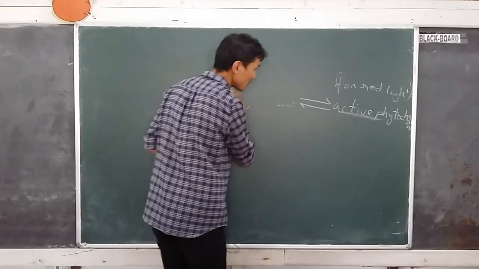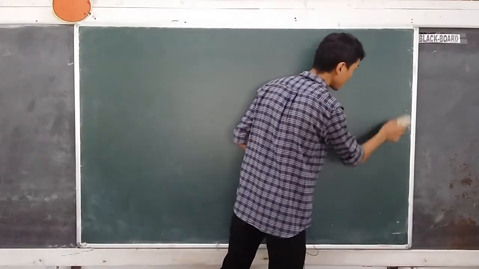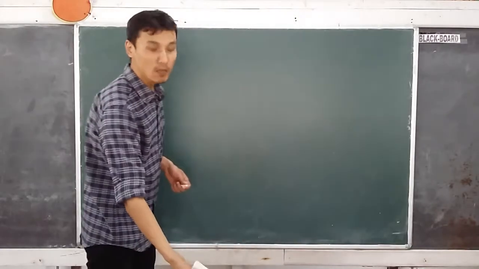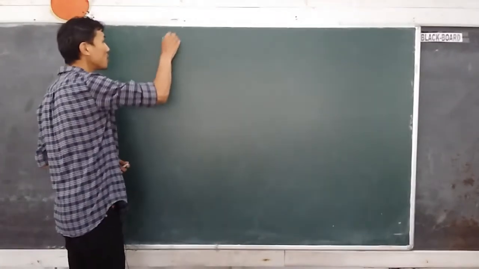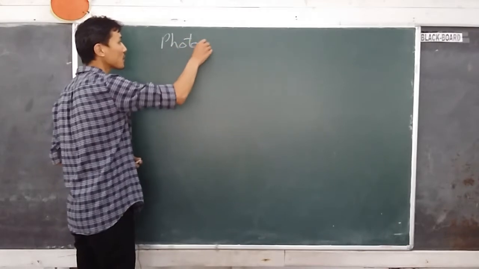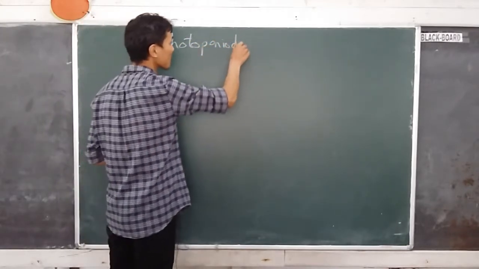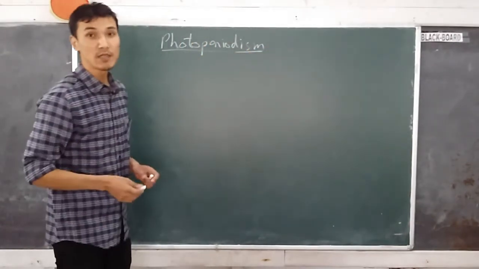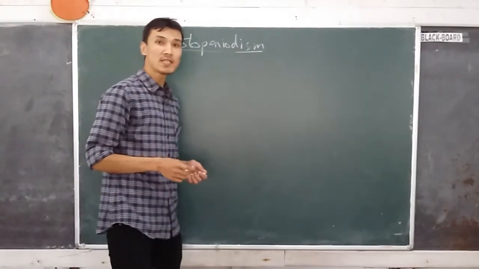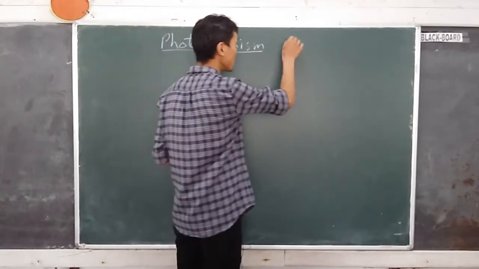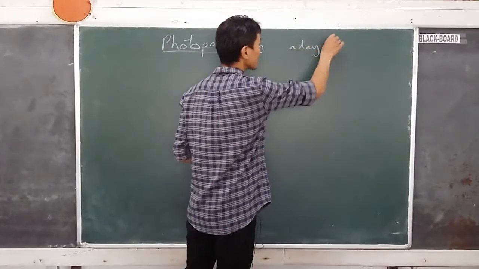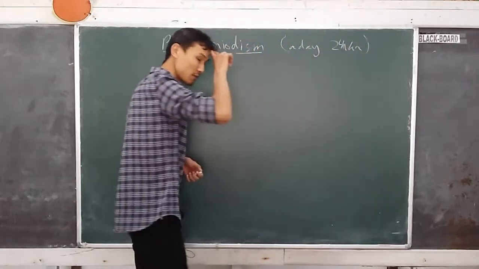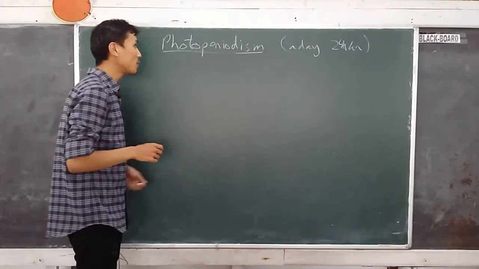In addition to this, how phytochrome eventually helps in plants is, first you have to understand a certain phenomenon called photoperiodism. By photoperiodism, what it means is the amount of light that a plant receives during a day. So within a 24-hour period, how much light a plant receives. This is what is meant by photoperiodism.